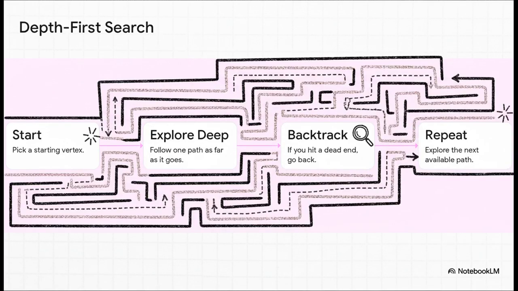Now, the other big strategy is called depth first search, or DFS, and this one's completely different. DFS is like trying to solve a maze with your hand on the wall. You pick one path and you just go as deep as you possibly can. When you finally hit a dead end, you backtrack just enough to find the next path you haven't tried yet and you dive down that one. DFS is perfect when you need to explore every single nook and cranny of a graph.